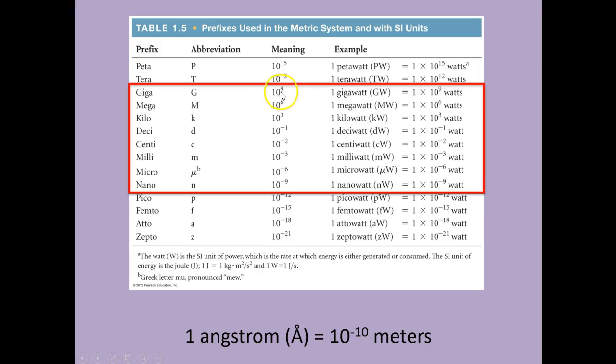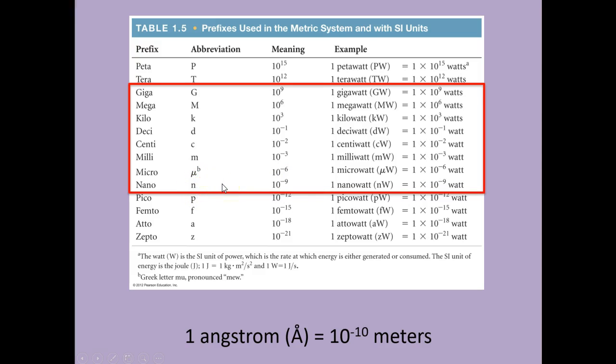10 to the 9th is giga, 10 to the 6th is mega. You need to know that it's capital G, capital M. 10 to the 3rd is kilo. 10 to the minus 3rd is milli, which is a lowercase m. 10 to the minus 6th is micro, which is the Greek letter mu. And then 10 to the minus 9th is nano, which is a lowercase n.